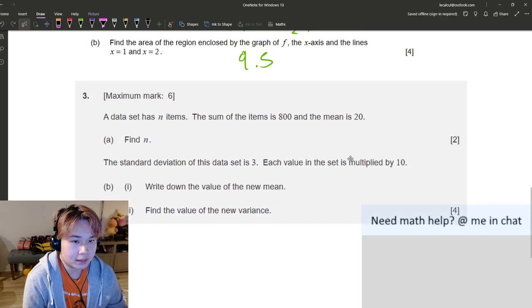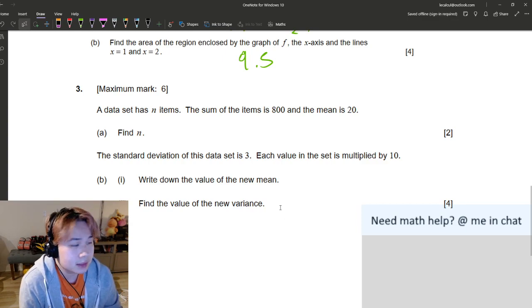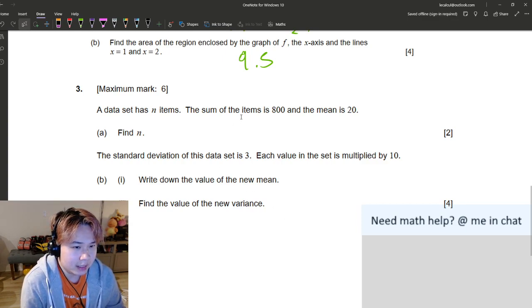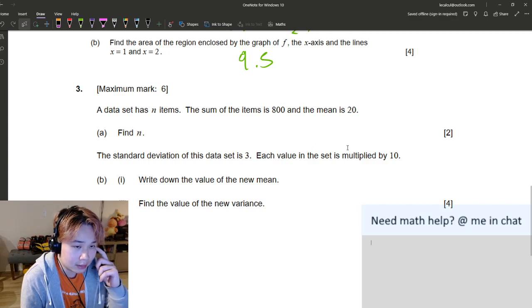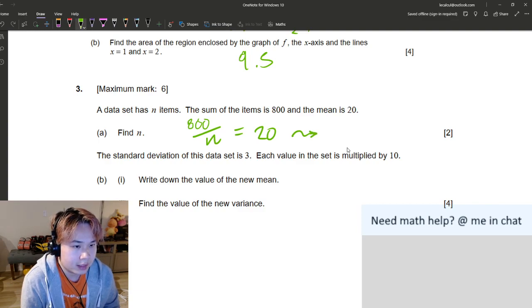Okay, what's next? A data set has n items. And then you add up all the items, and it's going to be 800 together. And then the average mean is 20. So find n. So this is easy enough, right? Because if you take the sum of all of them, and then you divide by how many there are, which is n, this should give you the mean. So in other words, n is 800 over 20, which is what, 40?